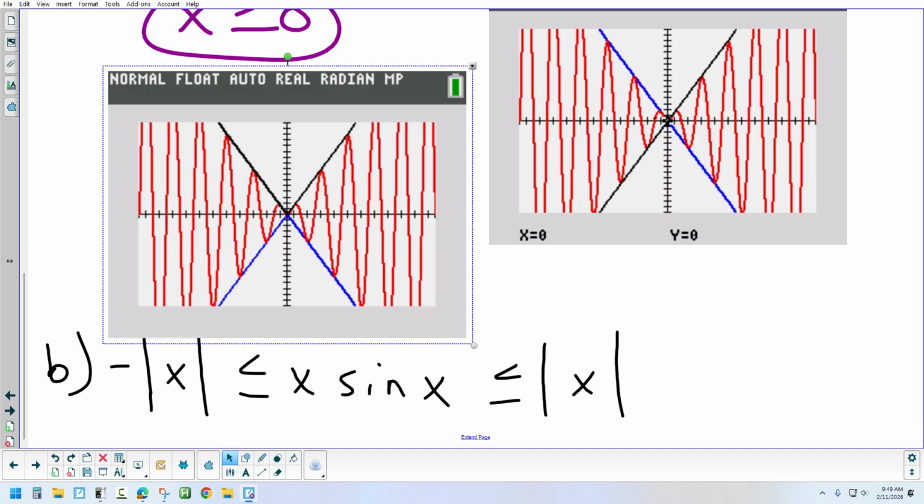When you draw absolute values, you are actually drawing V shapes. Right? This blue is a V, and the black is a V. That is the same graph. But if you look at where we are above the blue and below the black this time, that's all real numbers. So all reals.